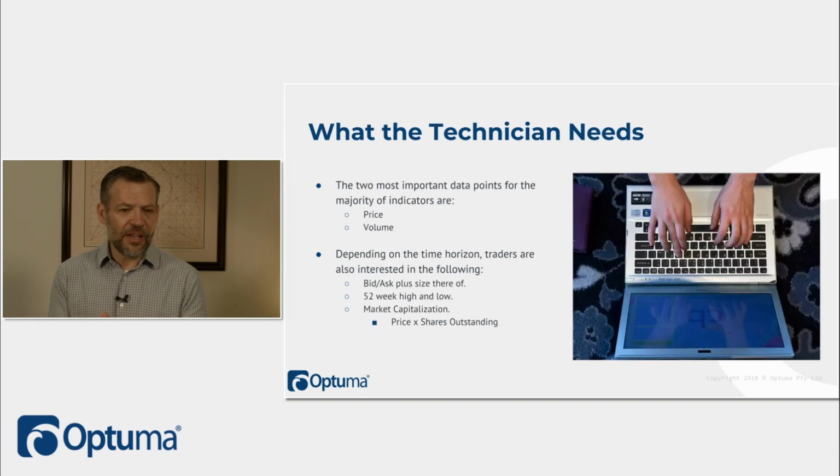So what does a technician need? As I said before, the most important things we always need with anything like this is price and volume. Majority of indicators are built from that. Depending on the time horizon, traders are also interested in the bid and ask. The 52-week high and low are obviously used for a lot of indicators. And then market capitalization, which is really the shares outstanding. I think the shares outstanding is probably the next most important piece of data. Obviously in futures, we call that open interest, but it's the same principle. So market cap there is a very important number that we work with as well.